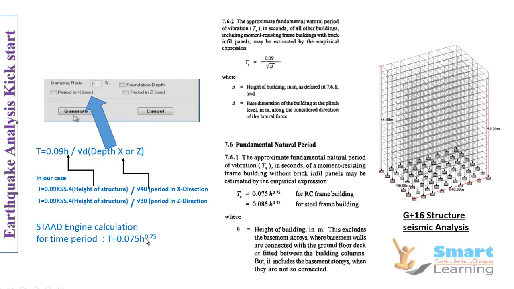But the STAAD engine automatically calculates the time period by using this formula, 0.075 h to the power 0.75, because h to the power 0.75 is for the RC frame building. If you are going to calculate manually, then you have to specify it, otherwise STAAD will calculate based on this. I prefer this particular method because the structure's length, width and height will vary based on the different cases, so you cannot standardize it. So it's better to calculate by using this formula and put it here.